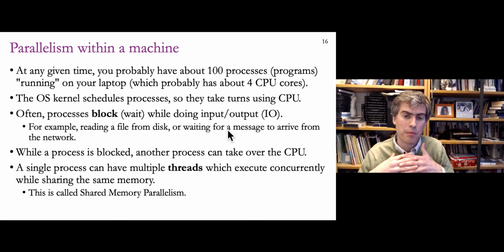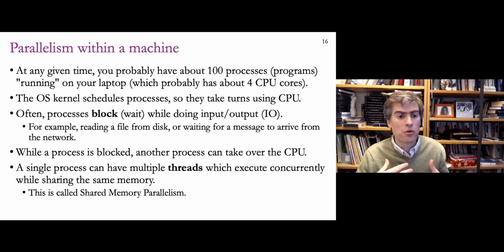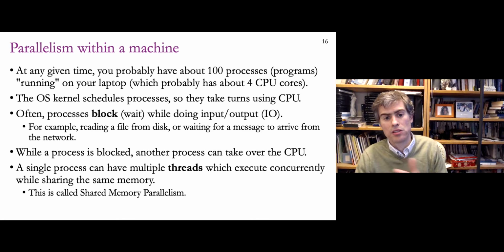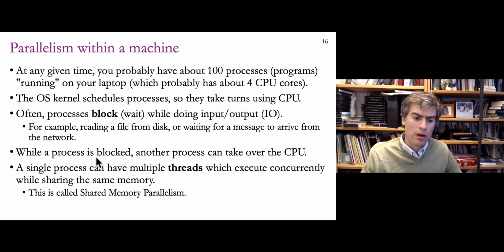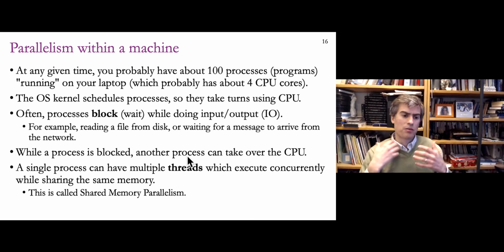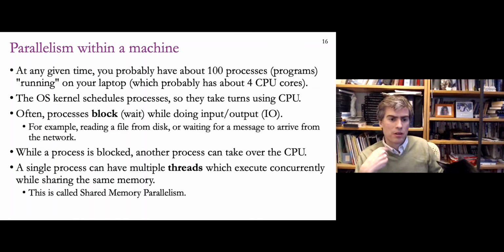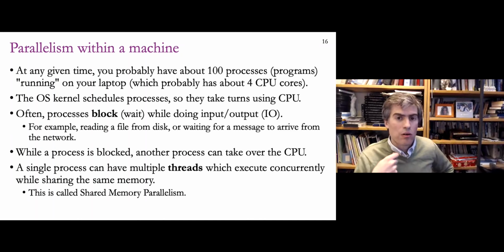If the program blocks in that way, the OS knows that it can schedule something else to run instead. While a process is blocked or descheduled, another process can take over using the CPU. So your operating system kind of alternates the programs on the CPU. So they all take turns using the CPU.